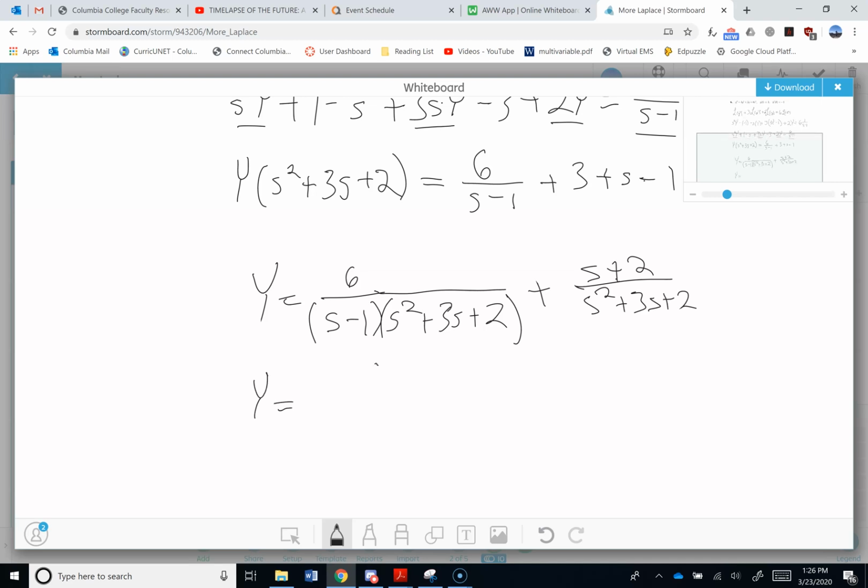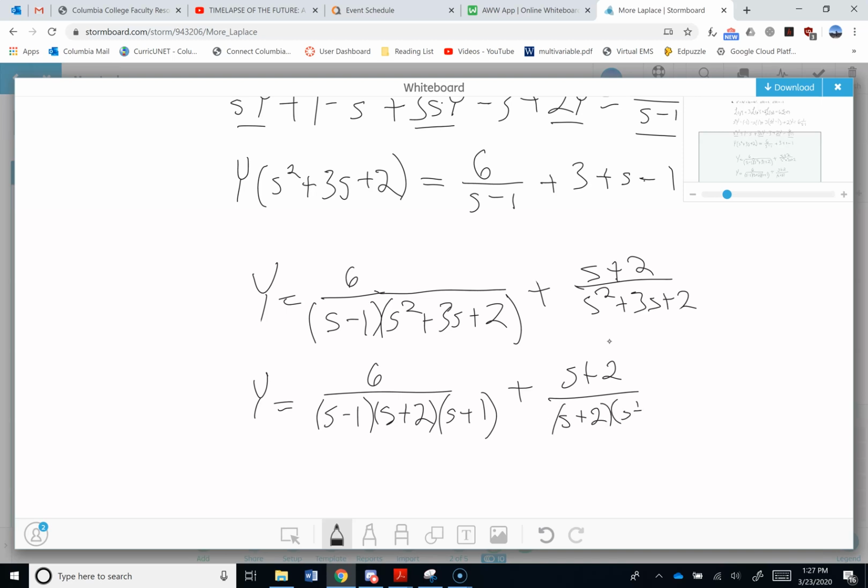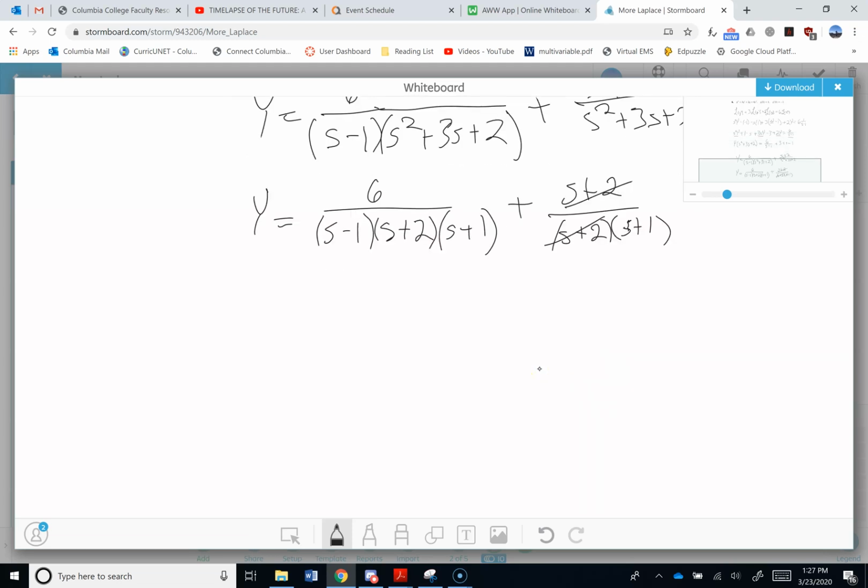Yeah. Okay, so I have still my 6 over s minus 1, and then this thing factors into what? S plus 2 times s plus 1? Yes. So s plus 2, s plus 1, plus s plus 2 over s plus 2 times s plus 1. This cancels, which is very convenient because then I can inverse Laplace transform that thing.